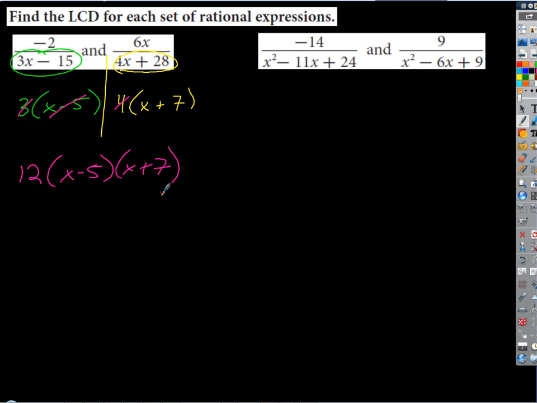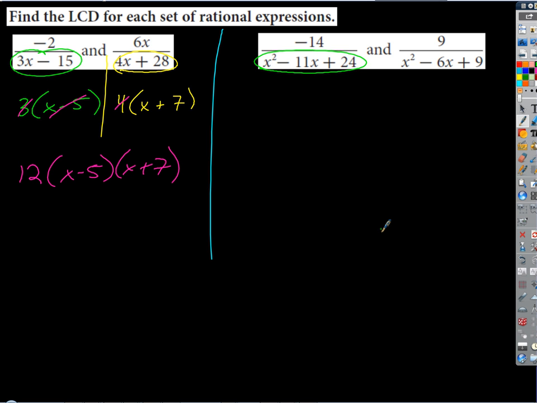Okay, that's my answer. That's the least common denominator for this problem. Okay, let's look over here. How about if we look at this one? So let's do this guy. Okay, what are the factors of that? Now that's a trinomial, right? So we're going to use all our old strategies for trinomials.